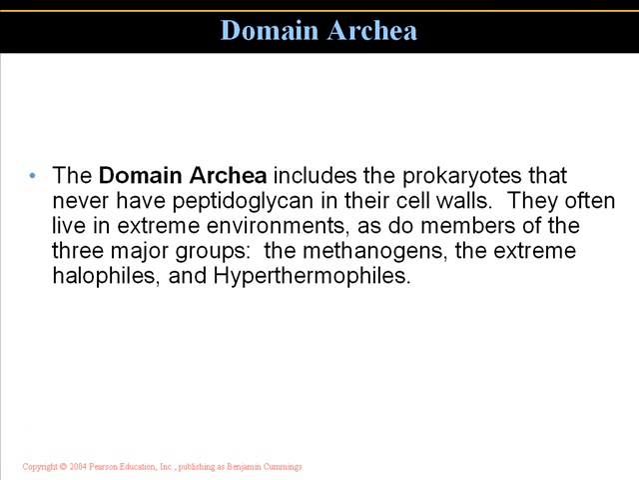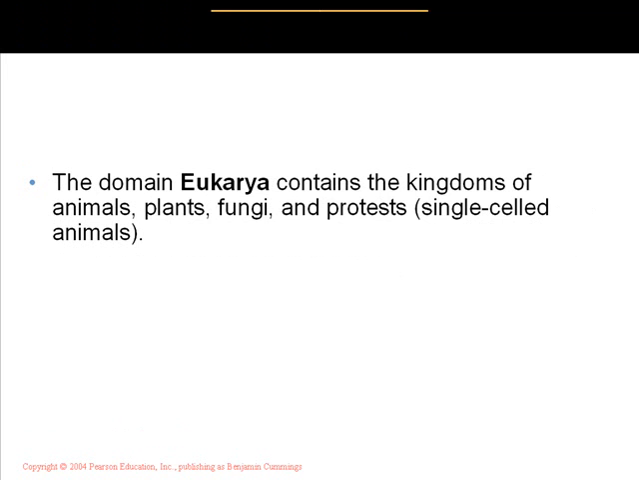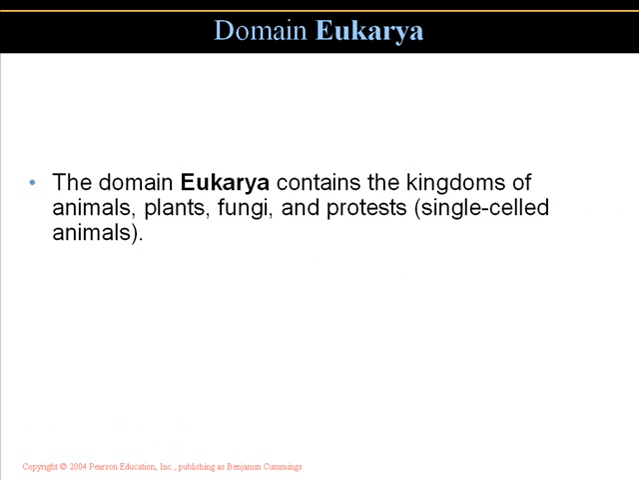The domain Archaea, which we've alluded to before, includes prokaryotes that never have peptidoglycan in their cell wall. If you remember, this is the characteristic that helps to determine the gram staining of various organisms. They often live in extreme environments, as do members of the other three major groups: methanogens, the extreme halophiles, and the hyperthermophiles, which live in extreme temperature areas as well.